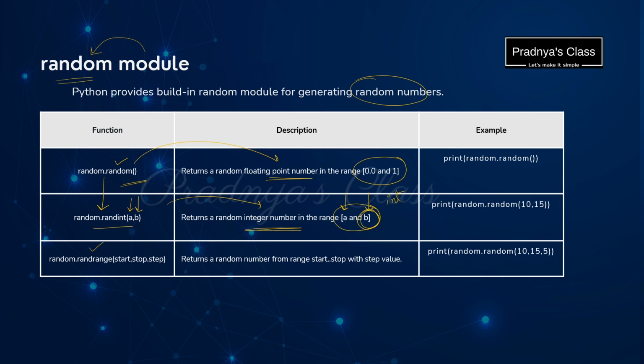There is one more function, randrange. It also generates a random number from the start value to stop value. Here stop value is exclusive. Even step is also exclusive. We can generate numbers by specifying steps. That was all about three modules.